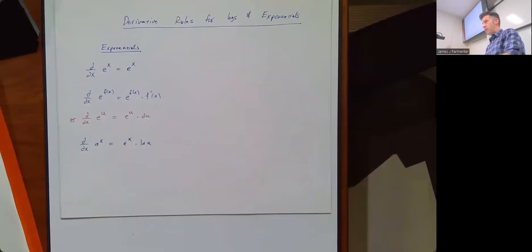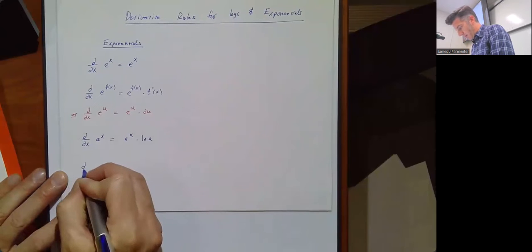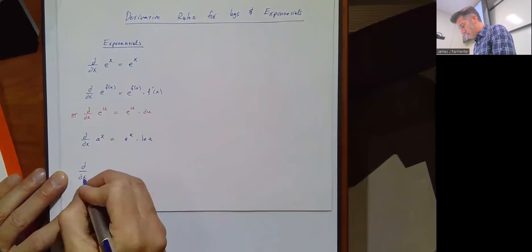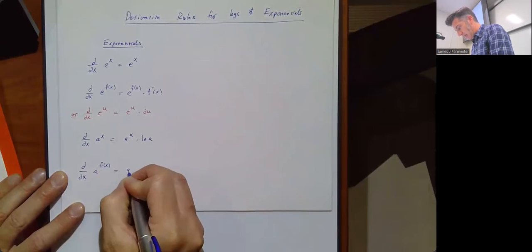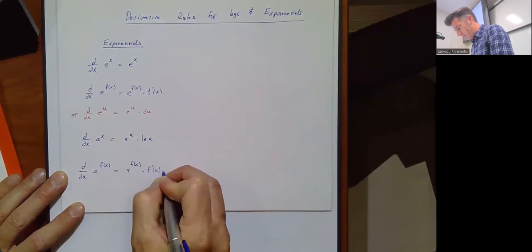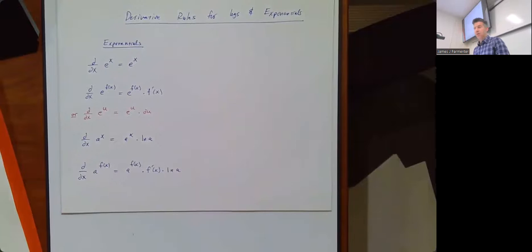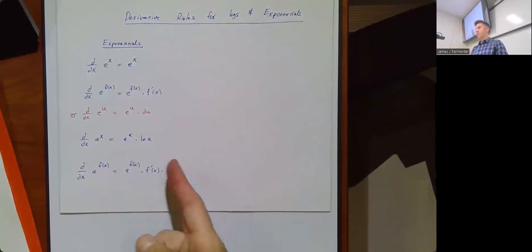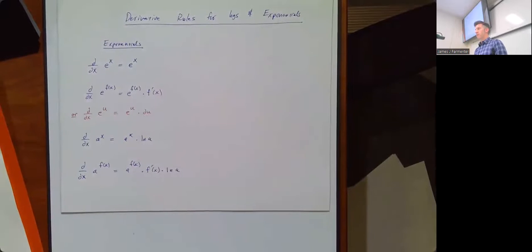I'll mention there's a requirement about a, but we'll talk about it in a minute. And then finally, the kind of full version is that the derivative of a to the stuff is a to the stuff times the derivative of the stuff times the natural log of a. So technically, this last rule encompasses all the rules above it. If you wanted to remember just one of them, you could remember that one.